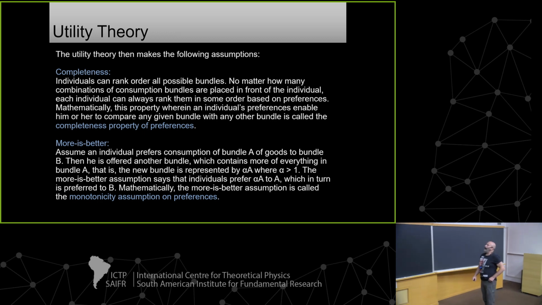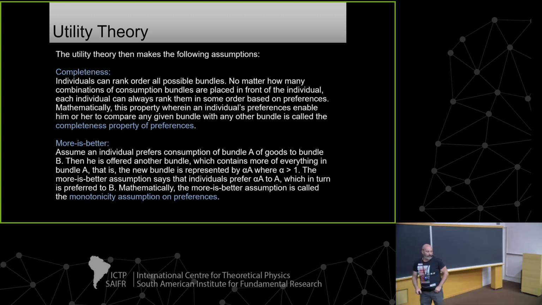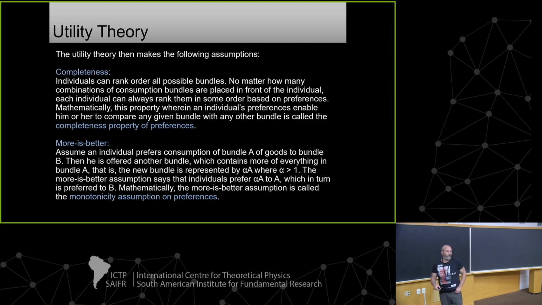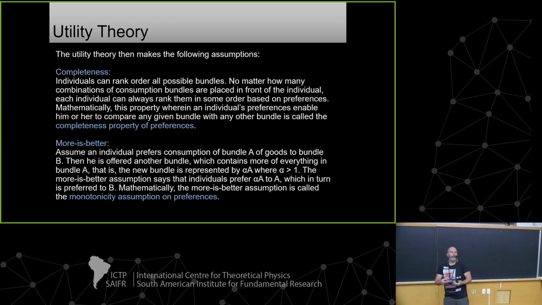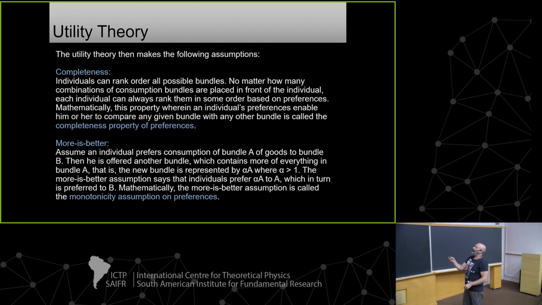The utility theory makes the following assumptions, and this is very important. Completeness means that individuals can rank or order all possible situations, no matter how many combinations or assumptions we have to make. There is always the possibility of ranking the decisions. There is no situation where I cannot make a choice, no situation where I cannot rank my decisions. So there is no ambiguity. This is one of the assumptions of the utility theory, and this is called completeness.